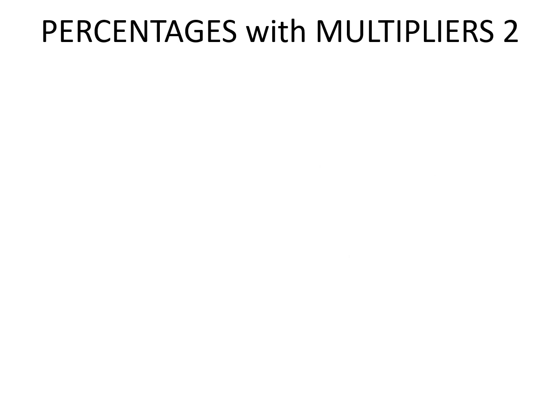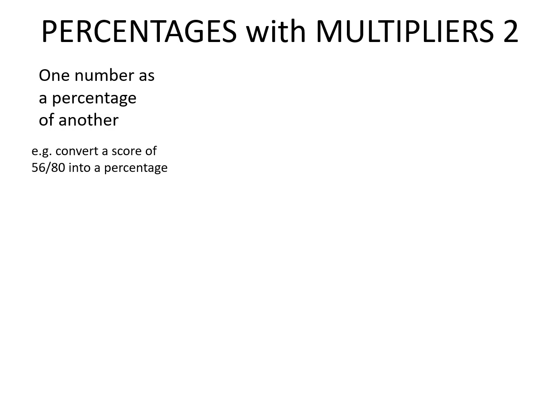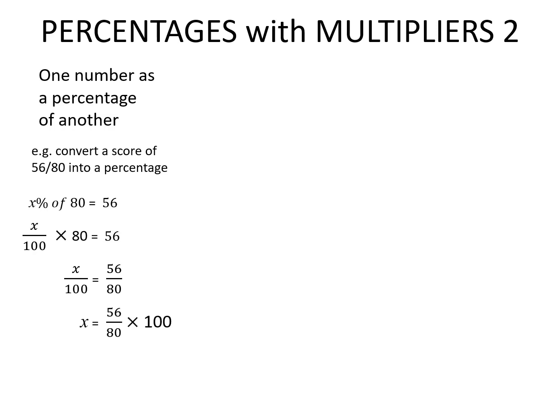The second video looked at one number as a percentage of another. For instance, convert 56 out of 80 into a percentage. If I think of x percent of 80 as 56, I can rewrite that as x hundredths times 80 equals 56. I rearrange the equation and end up with x is simply 56 over 80 times 100, 70. So 56 out of 80 is 70%.